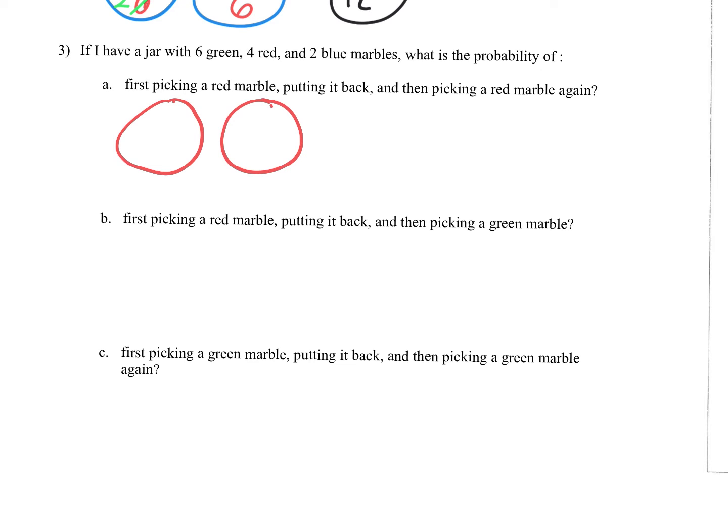So first I have to count the total number of marbles. I have 6 and 4 is 10 plus 2 is, I've got 12 marbles. So the probability that I pick a red marble at the beginning, out of 12, there are 4 red marbles, so it's 4 out of 12. Now I put it back. Now there's still 12 marbles in there, and 4 of them are still red for the second marble, and so I can reduce both of these fractions down.